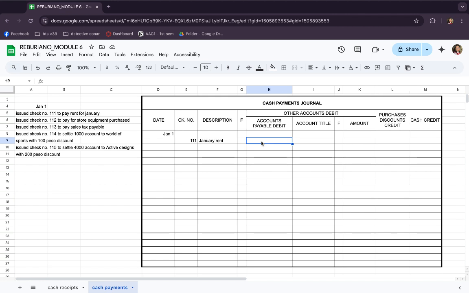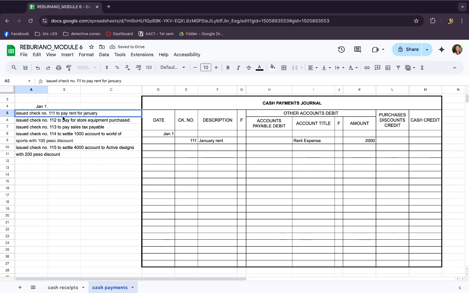So, remember, mag-isip kayo ng what would you put in a journal entry para yung amounts na lang yung ilalagay dito. So, debit, rent expense, we put it under account title, kasi the given account title is accounts payable, but that is not what we're going to fill out for this transaction. Rent expense amount is, let's say, how much is rent ba? 2,000.